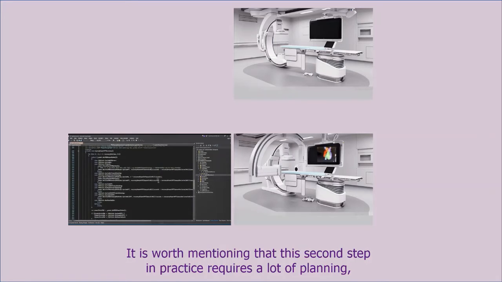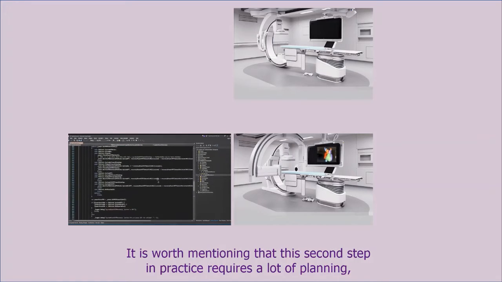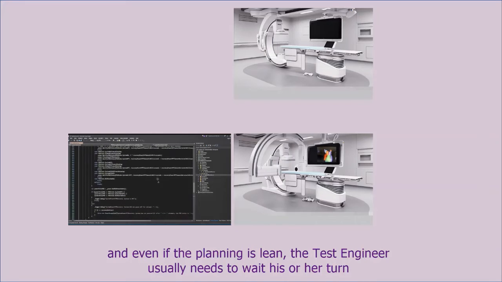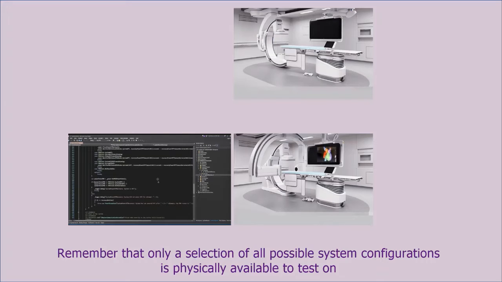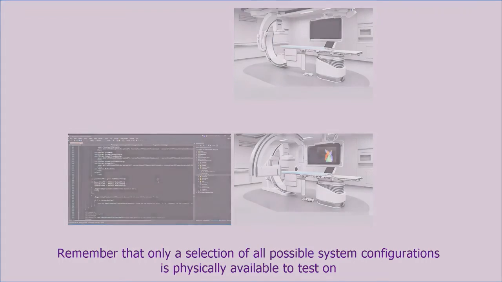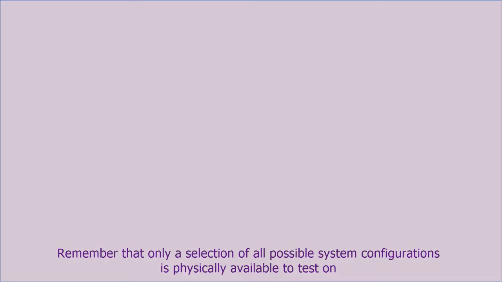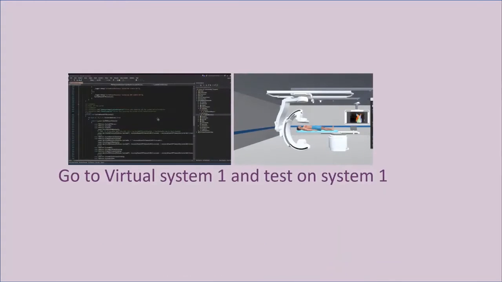It is worth mentioning that this second step, in practice, requires a lot of planning, and, even if the planning is lean, the test engineer usually needs to wait his or her turn. Remember that only a selection of all possible system configurations is physically available to test on.